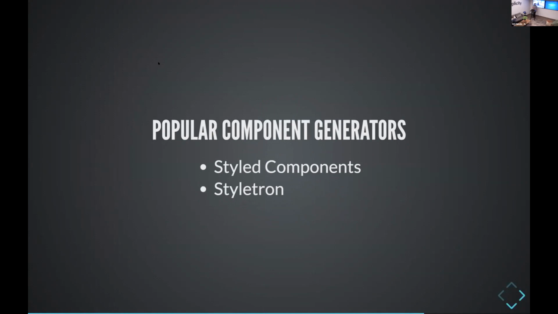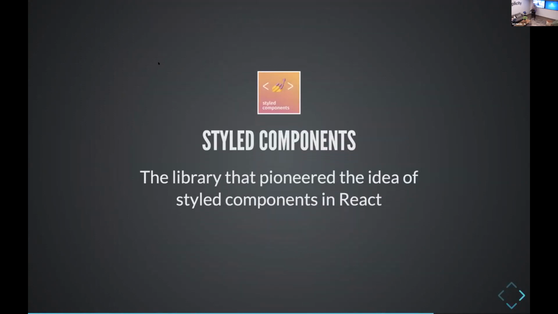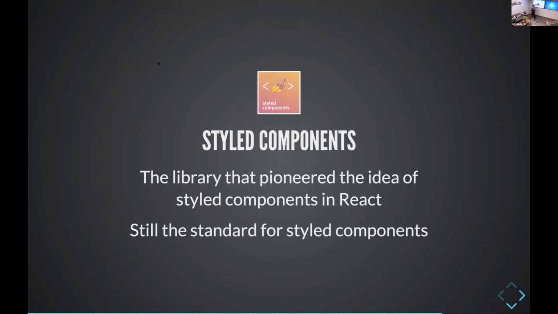So then we have popular component generators. The king of this is styled components, which pioneered the idea back in 2016, specifically built for React. And it is still the standard for styled components. It is very popular. It is very robust. It has a lot of features, and it has a lot of GitHub stars, if that's your thing.